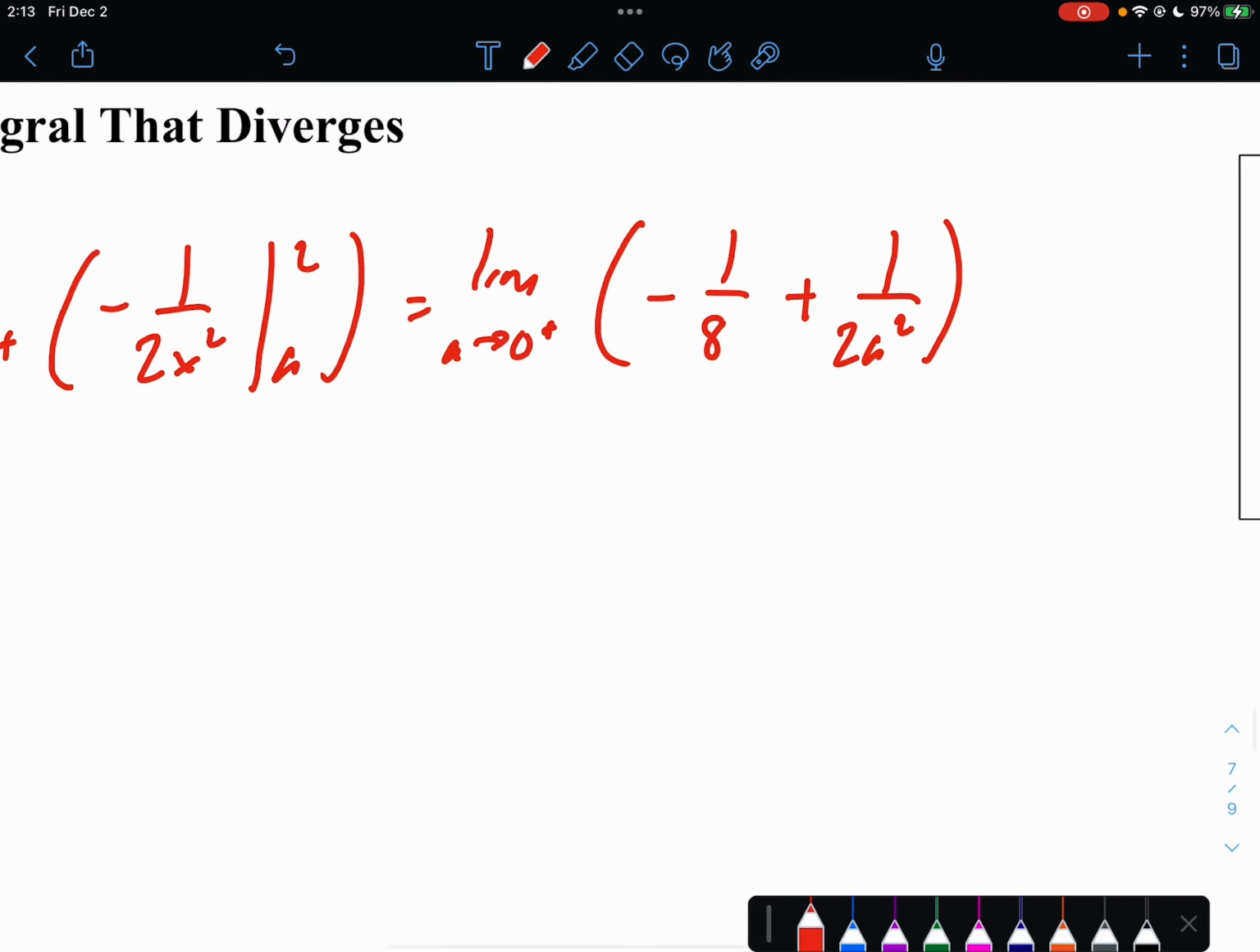So we have negative 1 over 8 plus, as this gets closer and closer to 0, this will get closer and closer to infinity. So we say that this integral diverges. It does not get closer and closer to some number. It gets closer and closer to infinity.